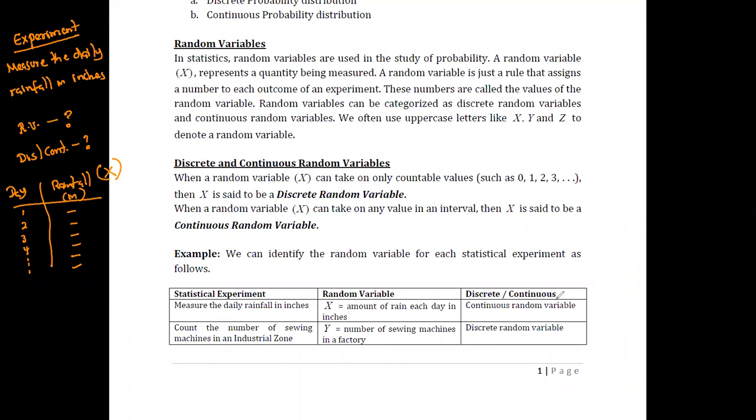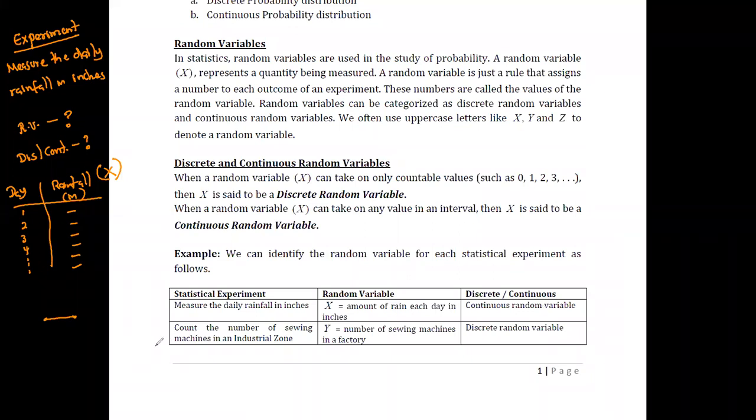And since you can see it is length, you are measuring in inches. Therefore, length cannot be just two discrete points. Therefore, it will be a continuous connection. Therefore, this variable is said to be a continuous random variable.